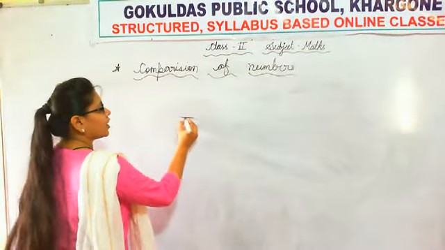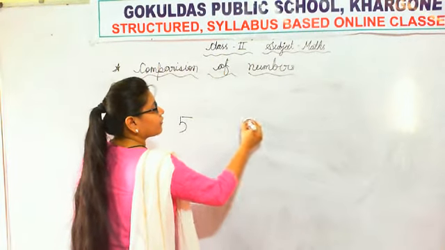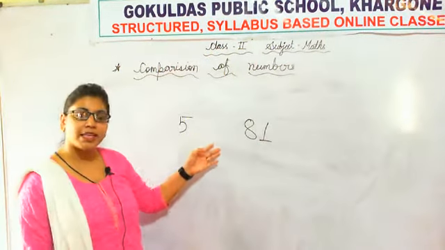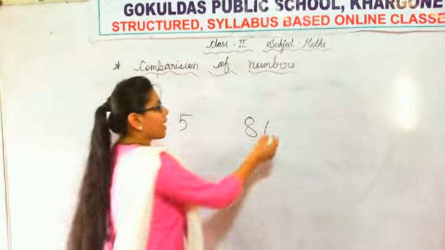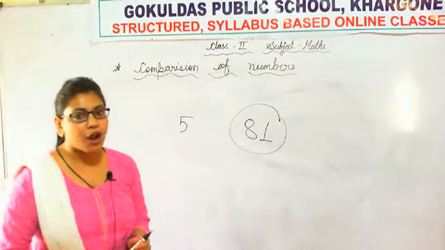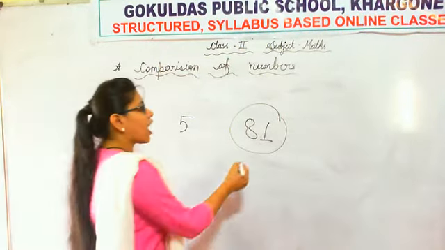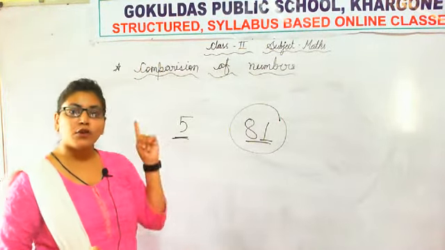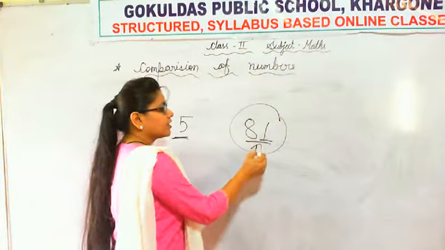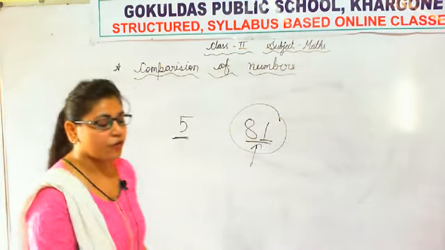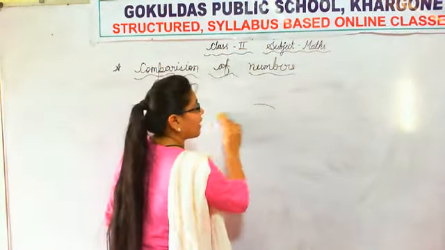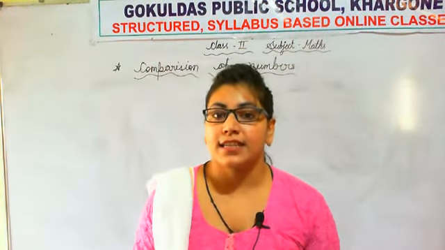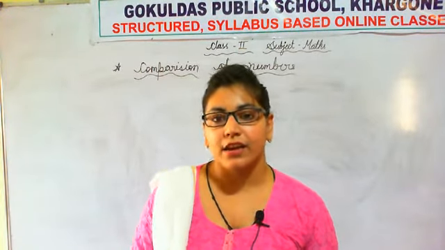So if I give you these two numbers, which number is bigger? All of you will say, ma'am, 81 is bigger. How did you get that 81 is bigger? Because how many digits is it having? 2 digits, and this is having only 1 digit. So this one is bigger. So for comparison, when we compare numbers, first of all we check digits. How many digits are there? What do we do?